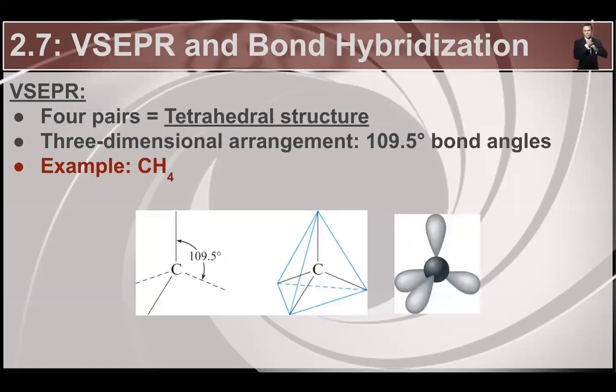Now, our third basic one is called tetrahedral, and that's going to have four pairs of electron density. So this is actually going to give us a three-dimensional arrangement. This is our first three-dimensional one, because in order to get the maximum bond angles, we have to go into 3 dimensions. And that's going to give us a 109.5 degree bond angle between each of our atoms here. The example that we have is methane, CH4, which has the carbon in the middle and then 4 hydrogens surrounding it.